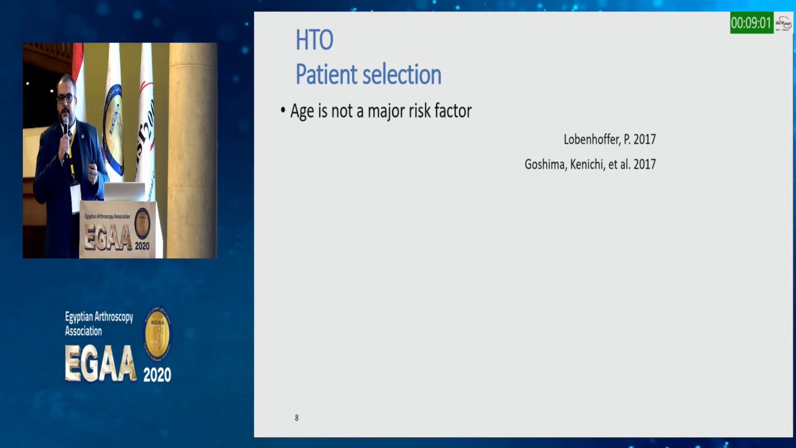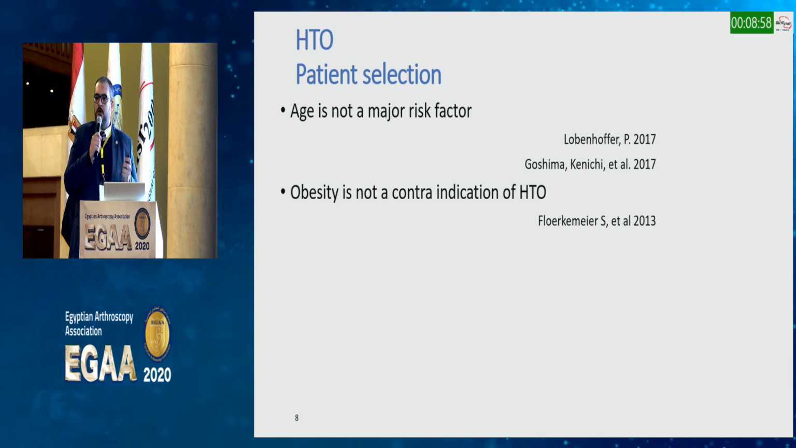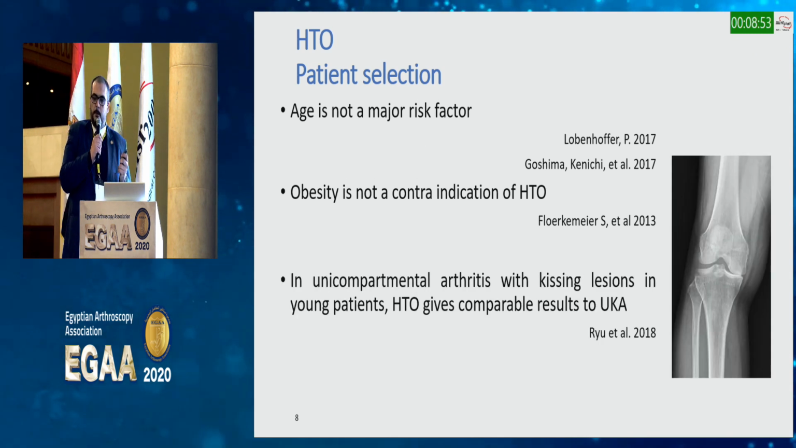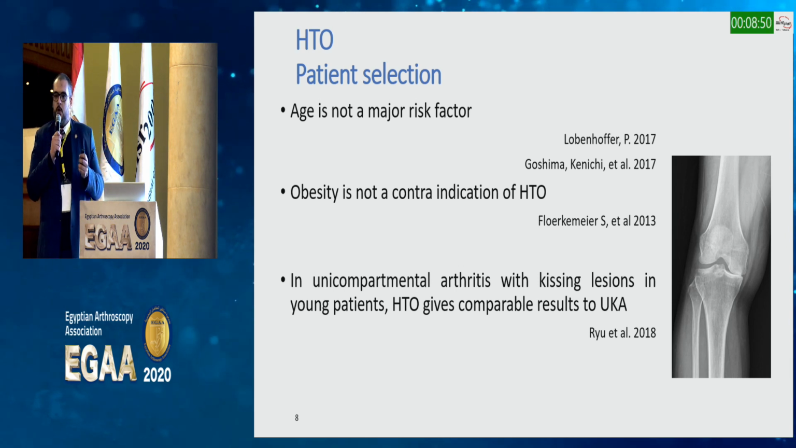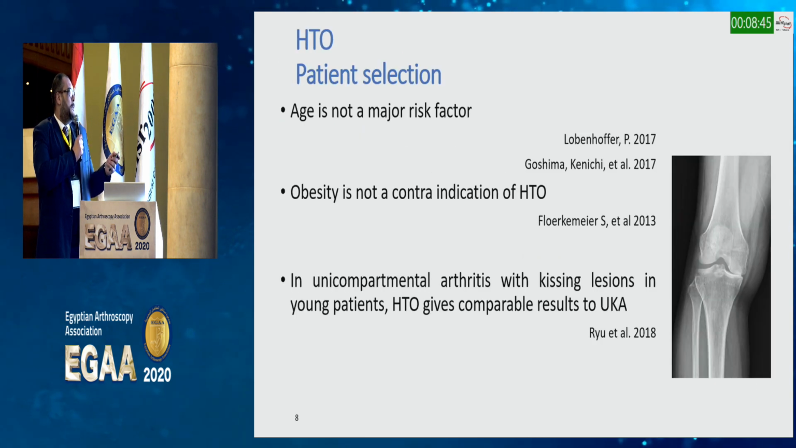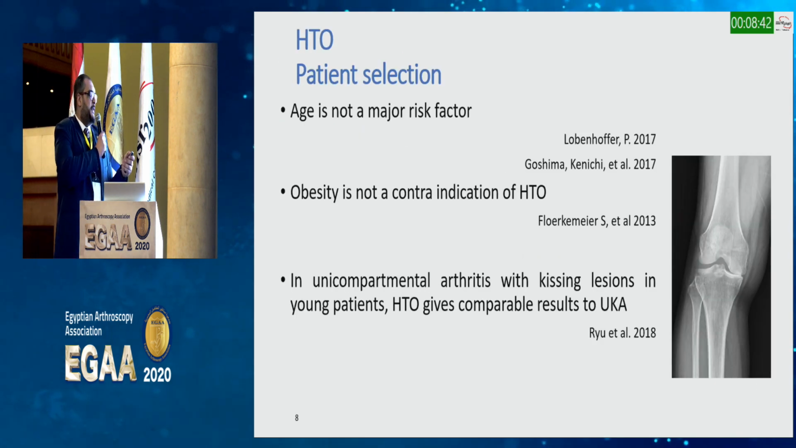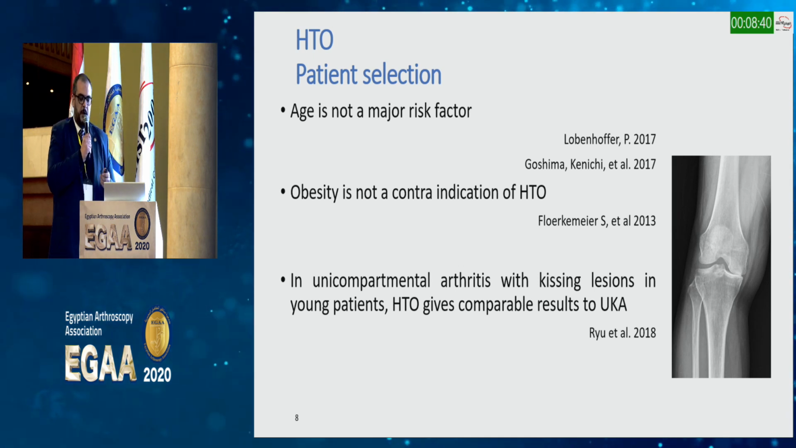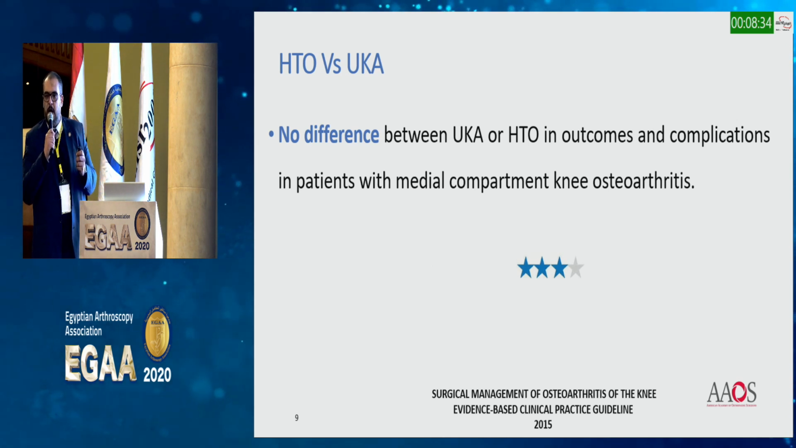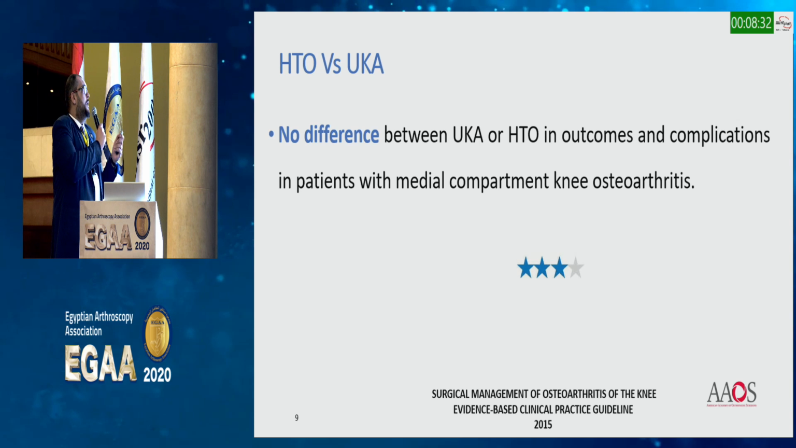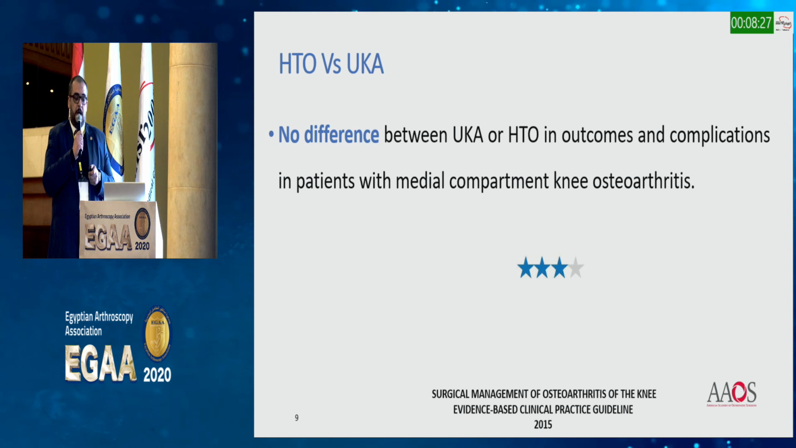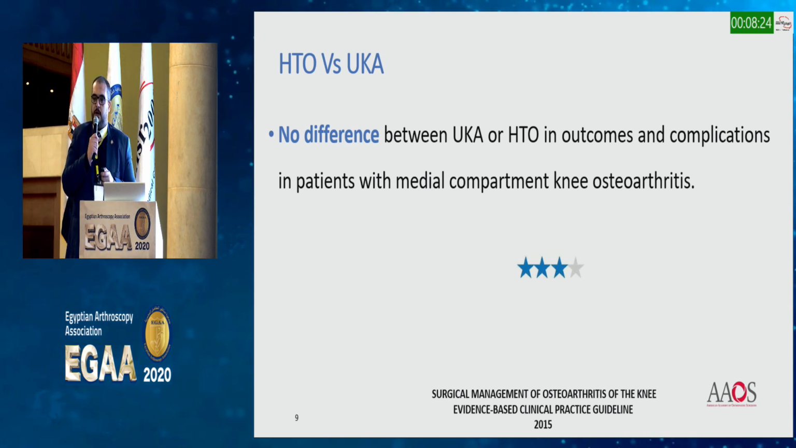So age is not a major risk factor, and obesity is not a contraindication for high tibial osteotomy, especially when you speak about locked plates. In unicompartmental arthritis with kissing lesion, which is called pagoda knee, the high tibial osteotomy gives very comparable results to unicompartmental arthroplasty. Another evidence from the American Academy of Orthopaedic Surgeons guidelines speaks of no difference between unicompartmental arthroplasty and high tibial osteotomy in outcome and complications in patients with minor compartment osteoarthritis.